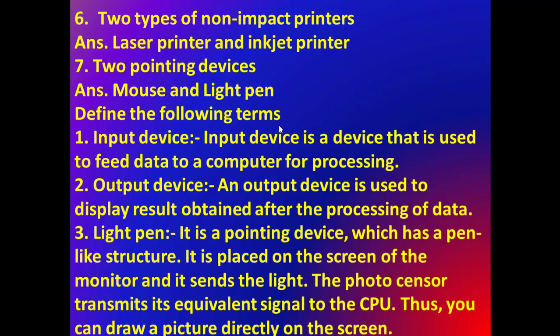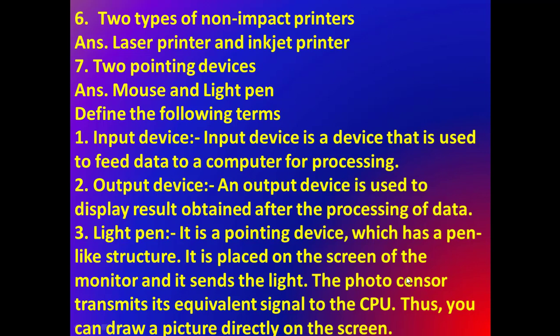Light pen. It is a pointing device which has a pen-like structure. It is placed on the screen of the monitor and it senses the light. The photo sensor transmits its equivalent signal to the CPU. Thus, you can draw a picture directly on the screen.